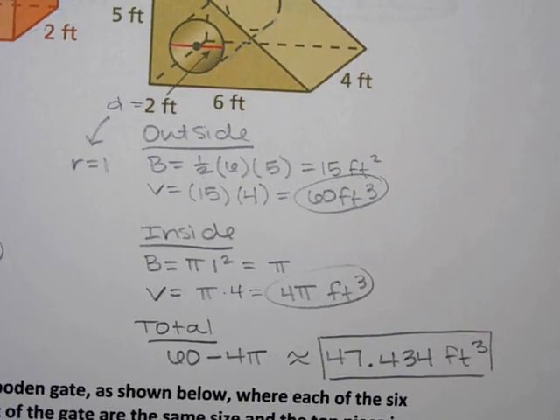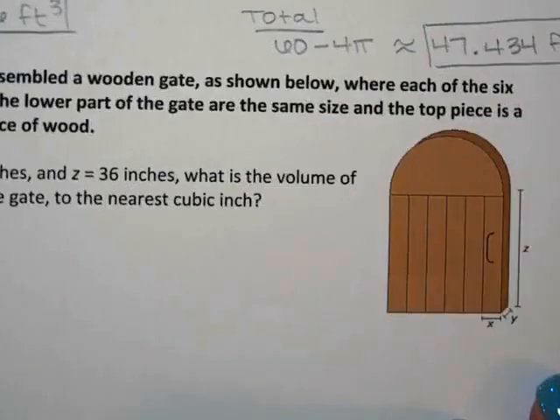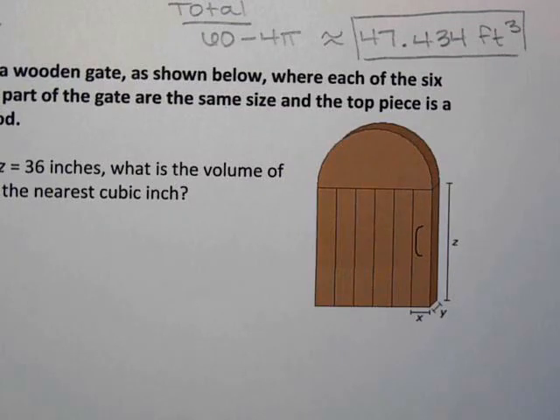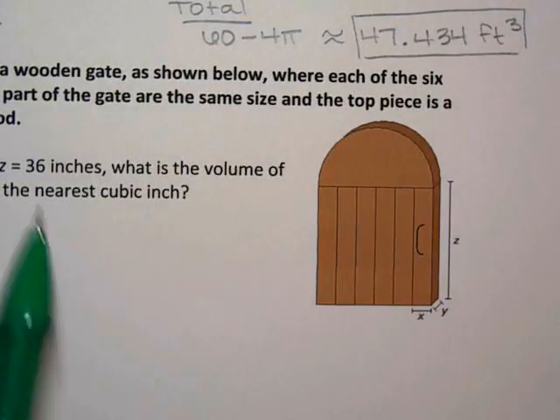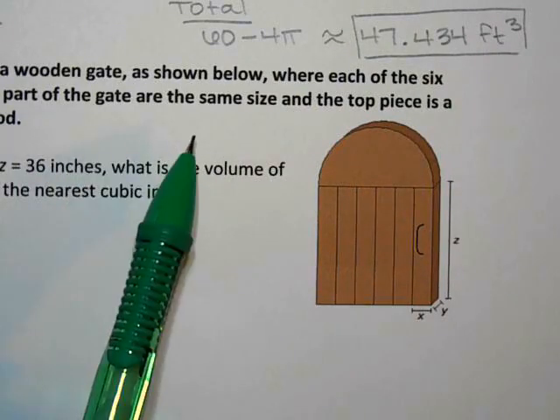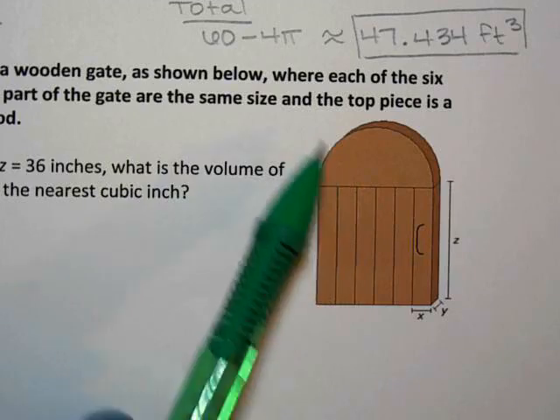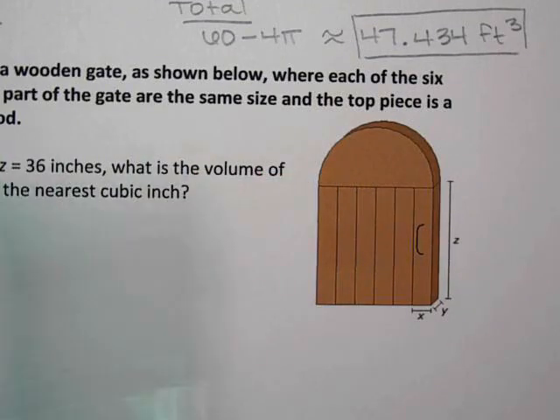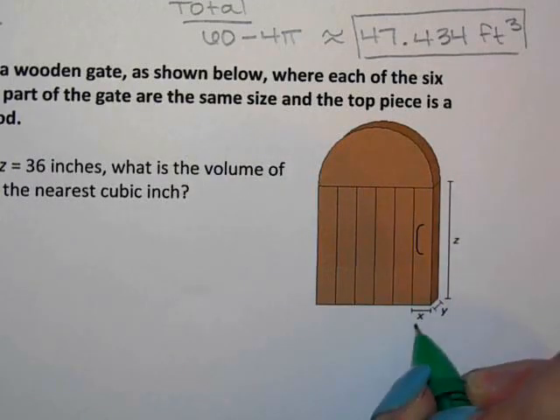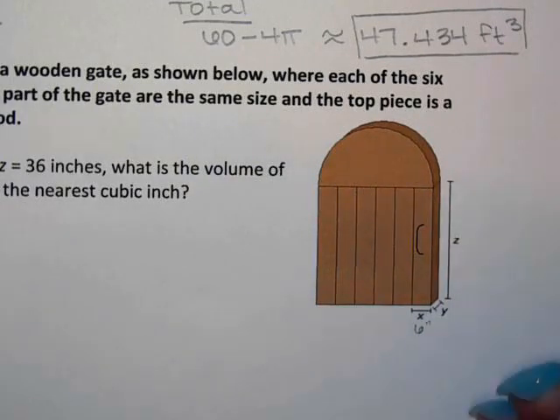All right, now we've got another shape here. So we've got a door. They said we have a wooden gate where each of the 6 boards make up the lower part of the gate, and they're the same size. And then the top piece is a semicircle, and it's a piece of wood. So they said X is 6 inches, Y is 4 inches, Z is 36 inches. Okay.